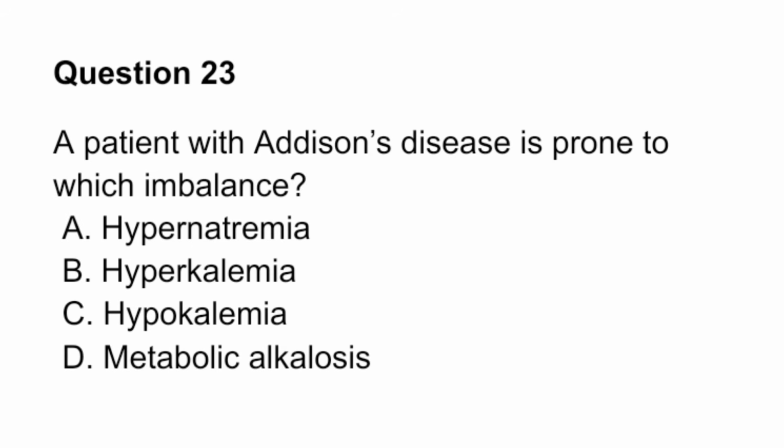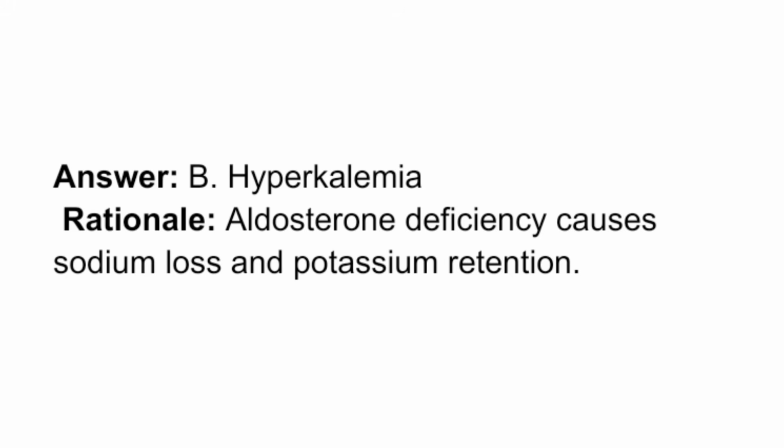Question 23. A patient with Addison's disease is prone to which imbalance? A. Hypernatremia. B. Hyperkalemia. C. Hypokalemia. D. Metabolic alkalosis. The answer is B. Hyperkalemia. Rationale: aldosterone deficiency causes sodium loss and potassium retention.